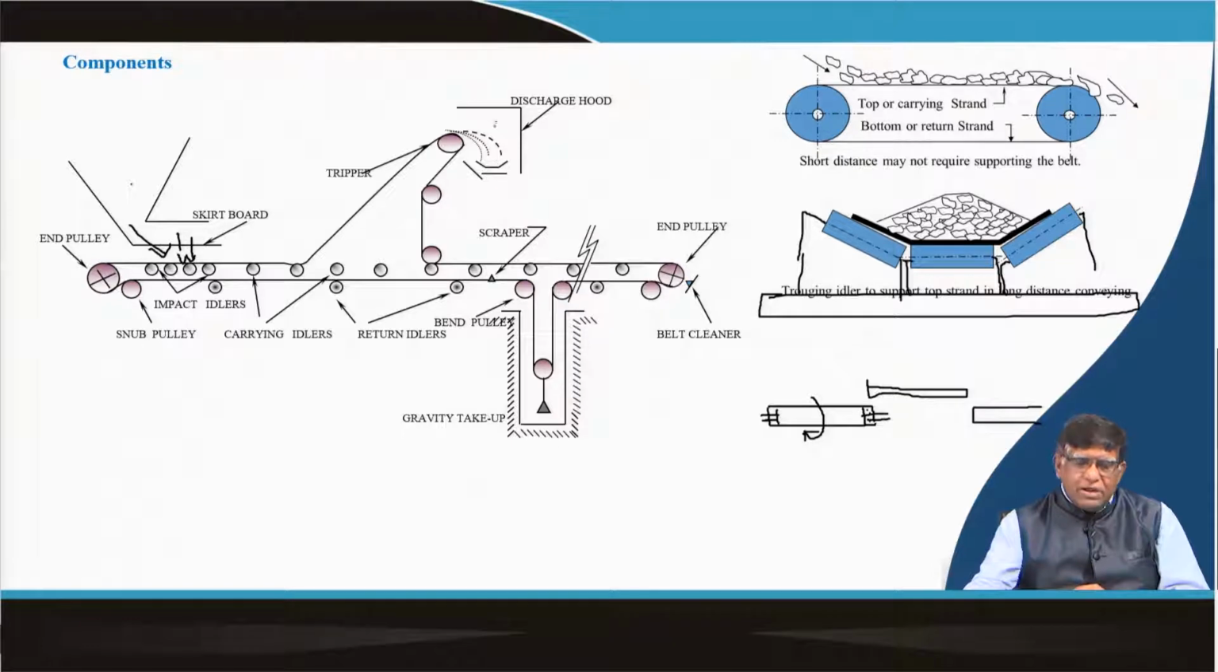If your intermediate, that is not discharging at the end, we can discharge over here to another conveyor belt with a hood, and then this belt will now be returning over here, going over from the end pulley it comes.